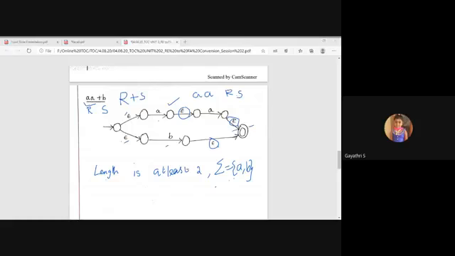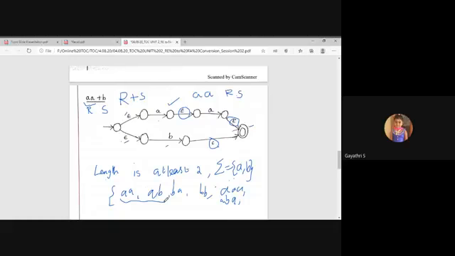I'm asking you to post the language for at least 2. It is AA, AB, BA, BB. Then AAA, ABA, and so on. The minimum length is 2, then 3, 4, 5, and it goes on infinitely. So these are all accepted.